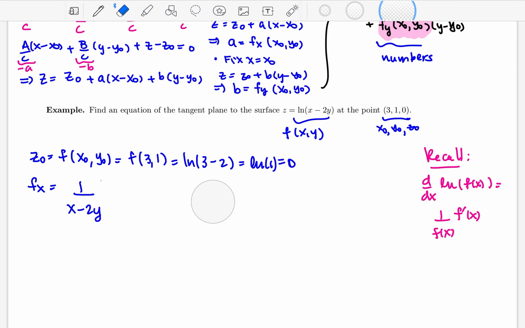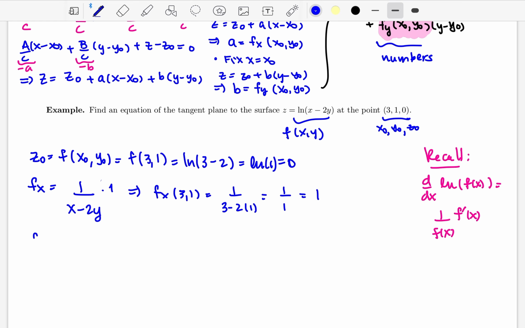So this is going to be equal to, well, that times 1, okay? And now I have to evaluate this at the point (3, 1). So I get that this is equal to 1 over 3 minus 2 times 1. You get 1 divided by 1, you get 1. And then we need f_y.